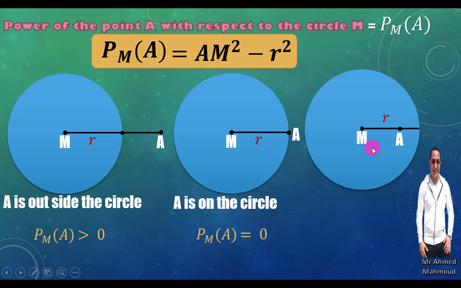Now here AM is smaller than R, so if A is inside the circle, then P of A, or power of the point A with respect to M, is smaller than 0. Finally, or briefly, if PA is greater than 0, A is outside; if PA equals 0, A belongs to the circle; and if PA is less than 0, A is inside the circle. Okay, let's start the first question.